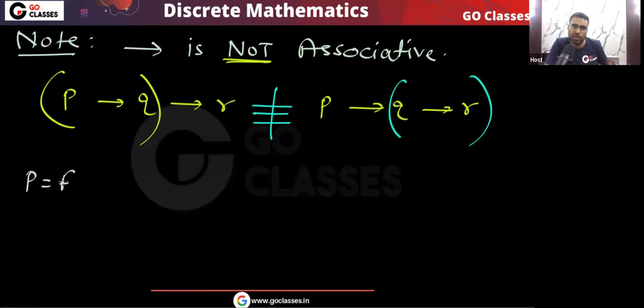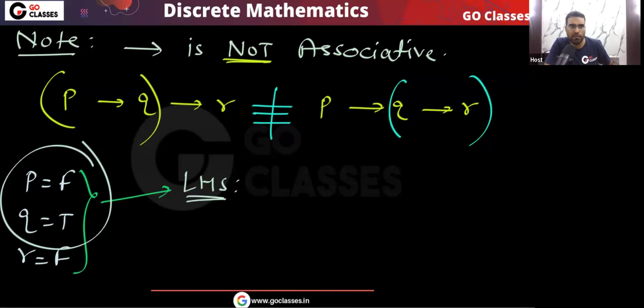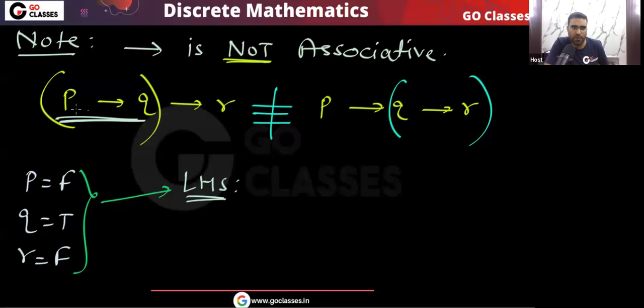Let me give you. Take P false, Q true, and R false. In this case, what will happen? Just check it. P false, Q true, R false. What will be LHS? If I put P false, Q true, R false, in LHS, first we are doing false implies true. That is true. So this will be true. Yes or no? Then true implies false. That will be false. So LHS will be false.